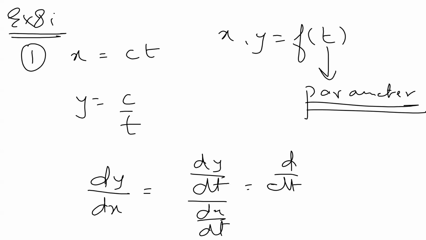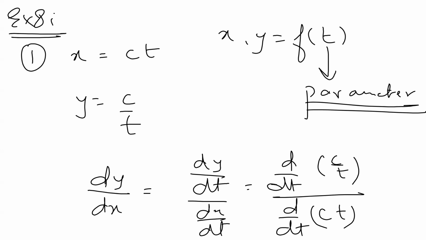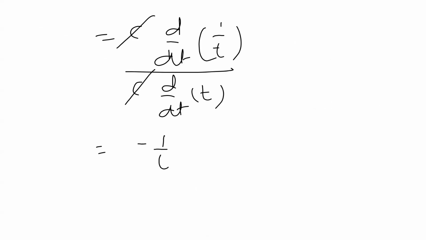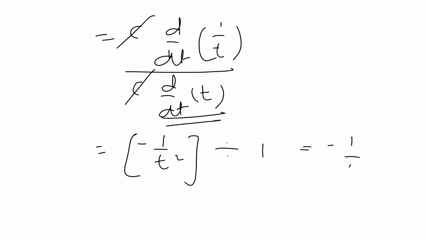So d by dt of c by t upon d by dt of ct. c being a constant will go outside. So c d by dt of 1 by t, c d by dt of t. c will get cancelled. So this is minus 1 by t square, which is the numerator, divided by d by dt of t, which is 1. So the answer is minus 1 by t square.